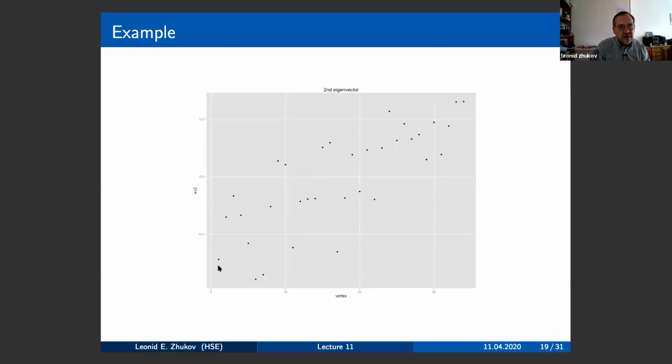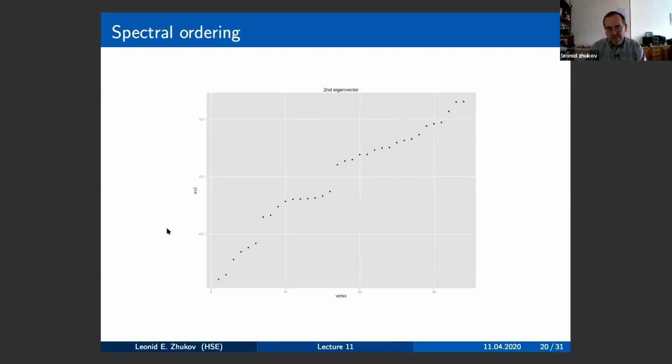So this is what it looks like. And now what I do is, again, as I said, I just permute them in such a way that I sort them by increasing eigenvector value. Okay?